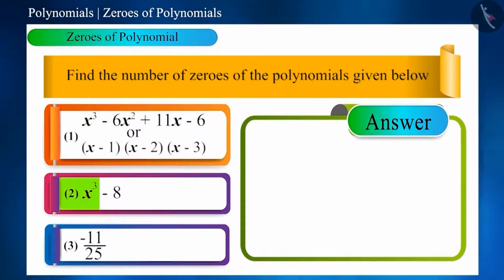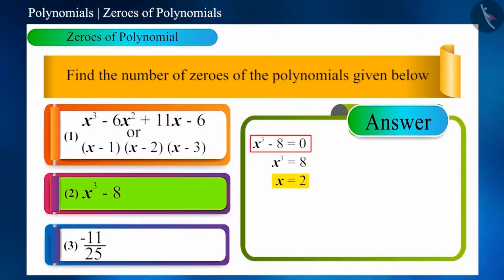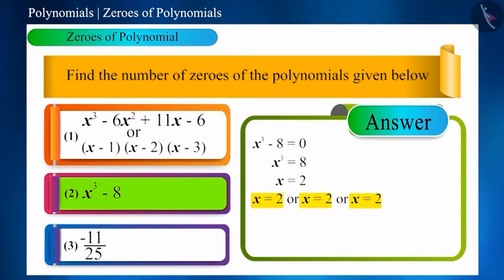And if we equate polynomial of the second option to 0, then we get x cube minus 8 is equal to 0. That is, x cube is equal to 8. That is, x is equal to 2. This polynomial has only one zero. But friends, you can also say that x is equal to 2 is a root of equation x cube minus 8 is equal to 0, which is being repeated 3 times. And then you can say that the number of zeros of polynomials is equal to the highest power of variable. Both of these statements are correct.